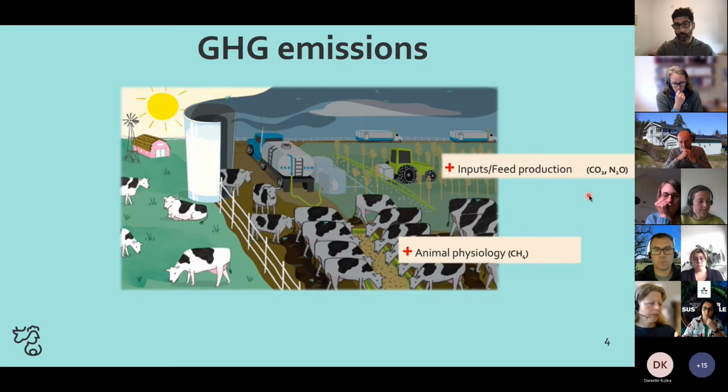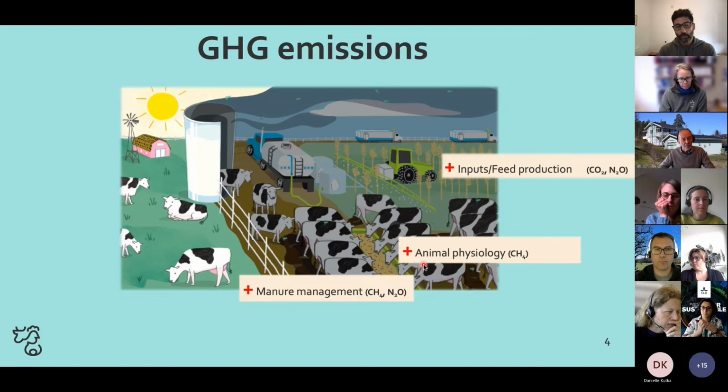The other category is the animal physiology itself. In ruminants, methane is the main gas produced by enteric fermentation that is occurring in the rumen, and we will see some details later on. Then the third category is related to the management of manures, of feces and urine produced in the farm. They are subject to different reactions depending on how they are stored and how they are managed, and they generate mainly methane and nitrous oxide as a result of those processes.